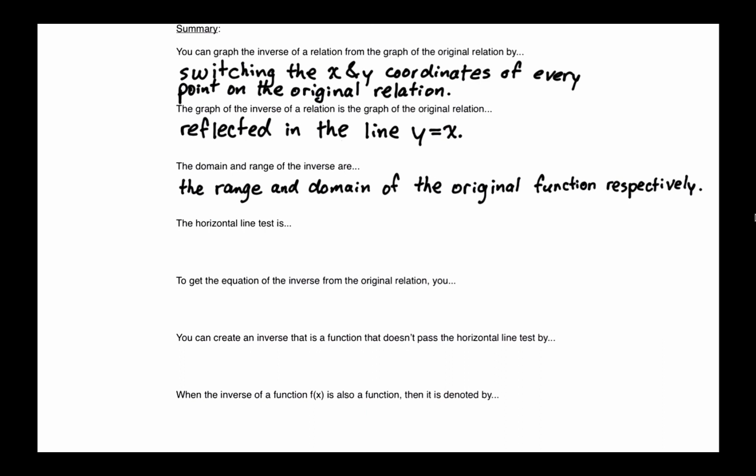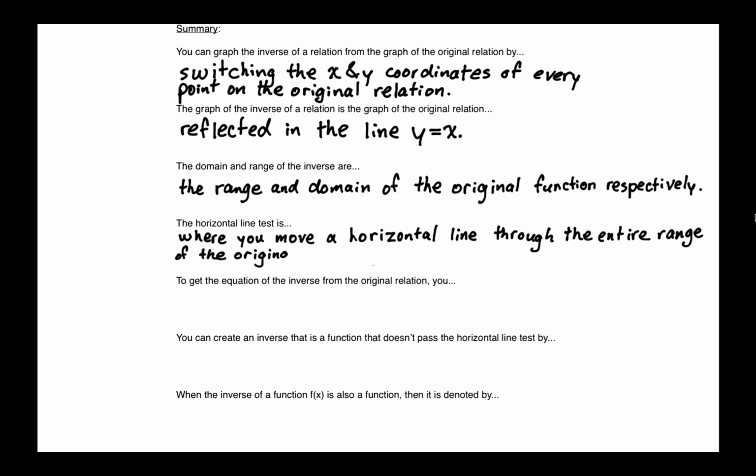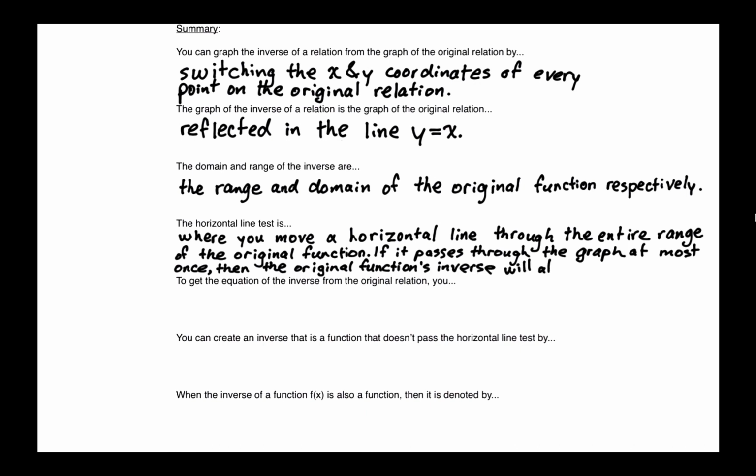The horizontal line test is where you move a horizontal line through the entire range of the original function. And if it passes through the graph at most once, then the original function has an inverse that will also be a function. Otherwise, this will not be the case. To get the equation of the inverse from the original relation, what you can do is switch x and y and solve for y.